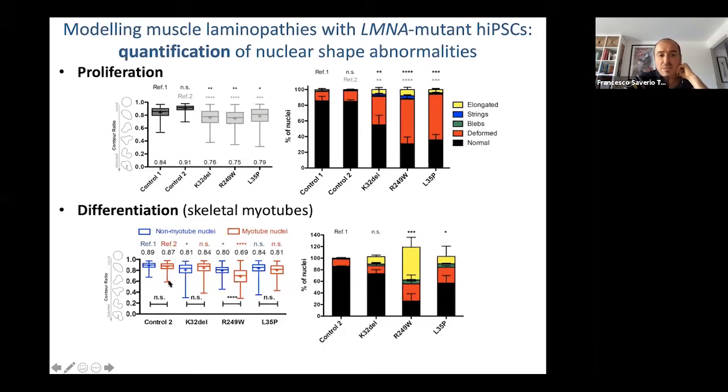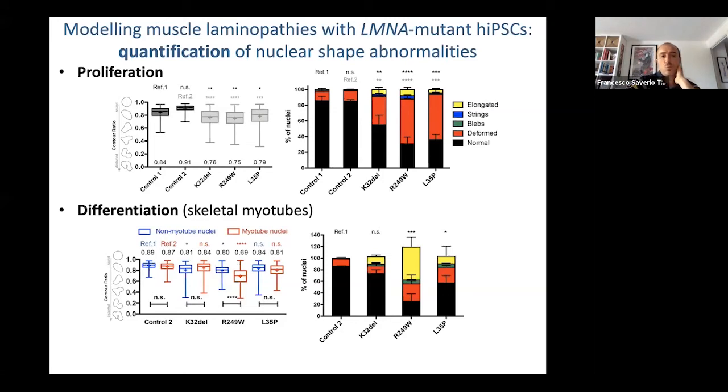However, this graph is a bit complex, but again, to cut another long story short, if you look at the myotube nuclei, so the red bit, in just one patient out of three, we had some statistically significant nuclear morphology alteration.